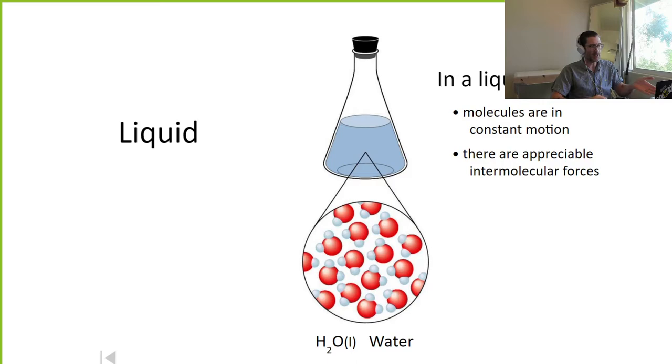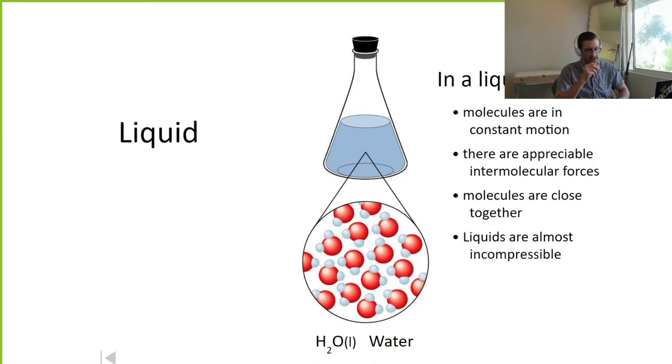And that holds those molecules really close together, which means that liquids are almost incompressible. They're not totally incompressible, but they're pretty close to being incompressible. They're so incompressible that we can use that property of liquids to make machines that use shifting liquids from one container to the next. We call these hydraulic machines.